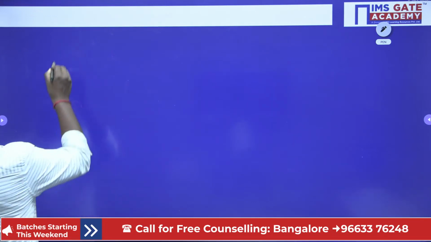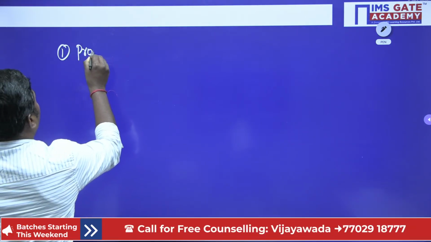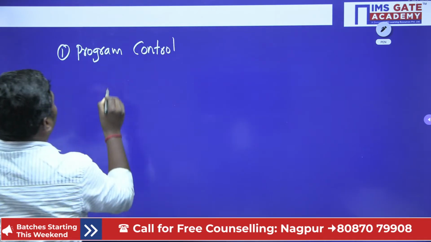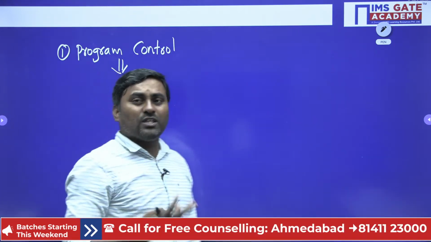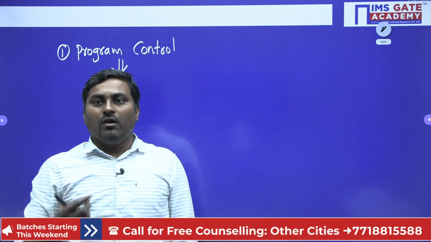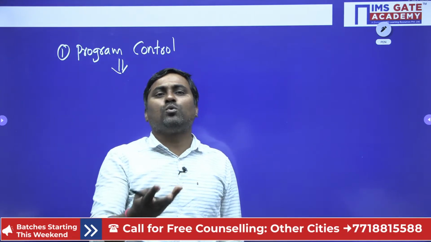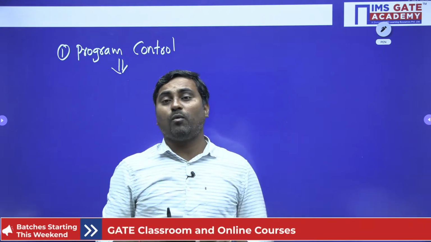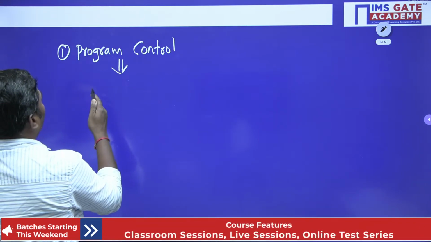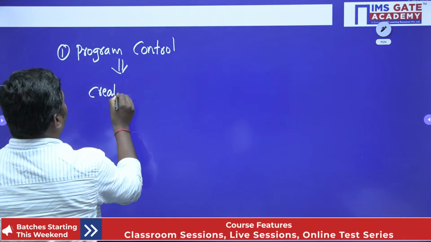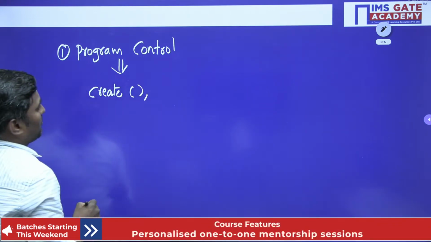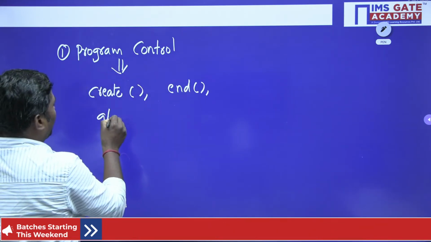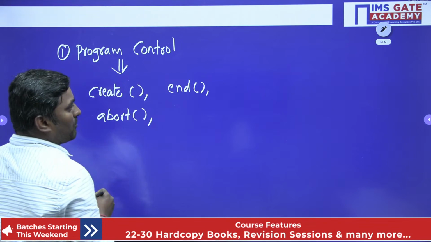Now see, if I take the program control system calls, please understand. Through these system calls, we can execute programs. I want to execute a program, so execution of programs requires some kind of system calls to be run. Meaning what? I have to create a program, create a process. Once you create it, at the end you can end it, or in the middle you can abort it. Are you getting my point?